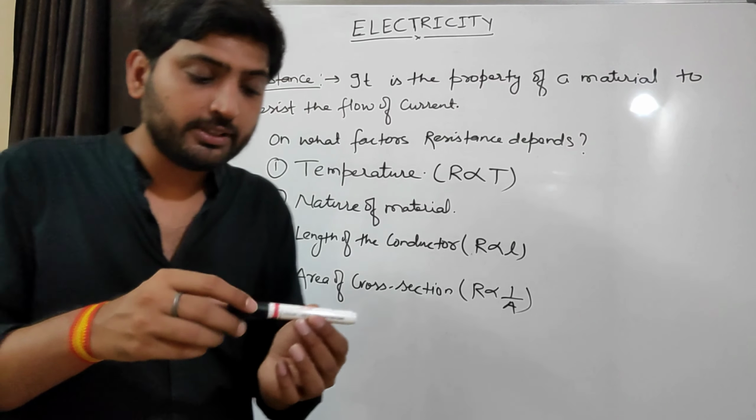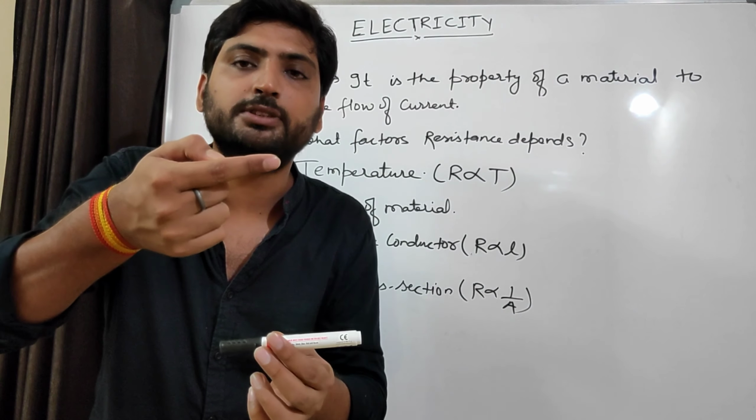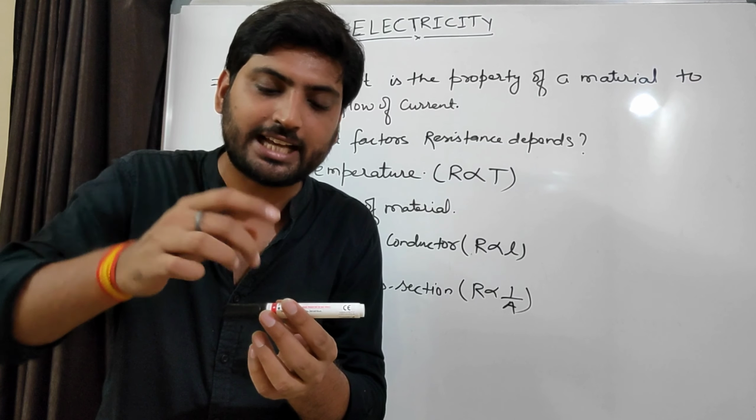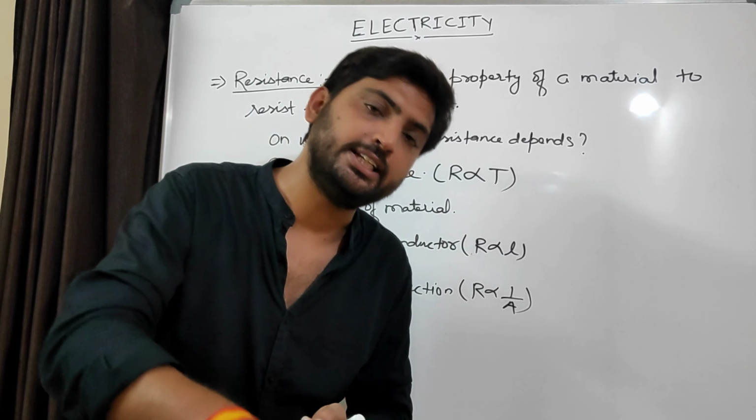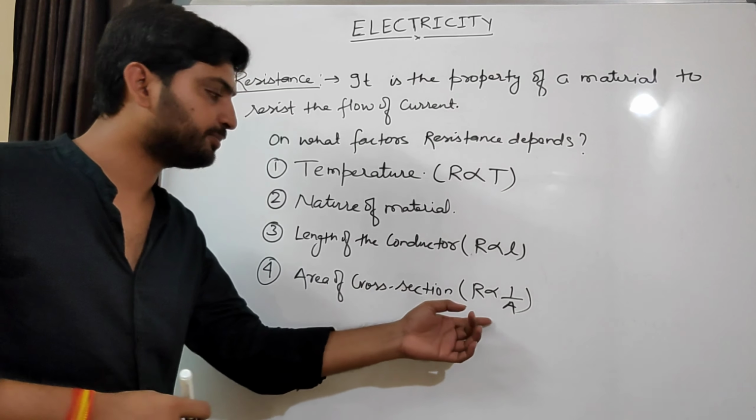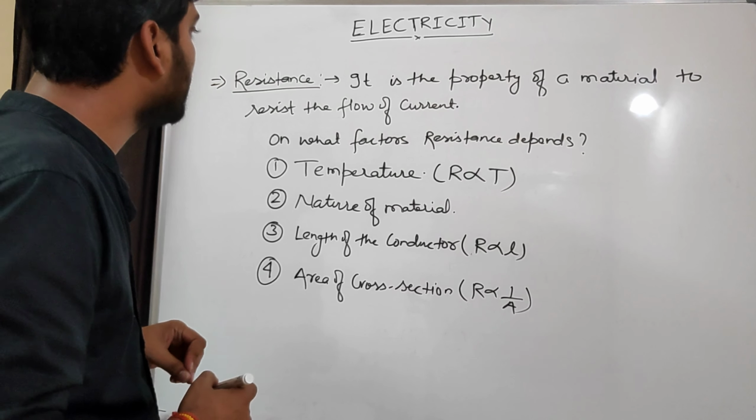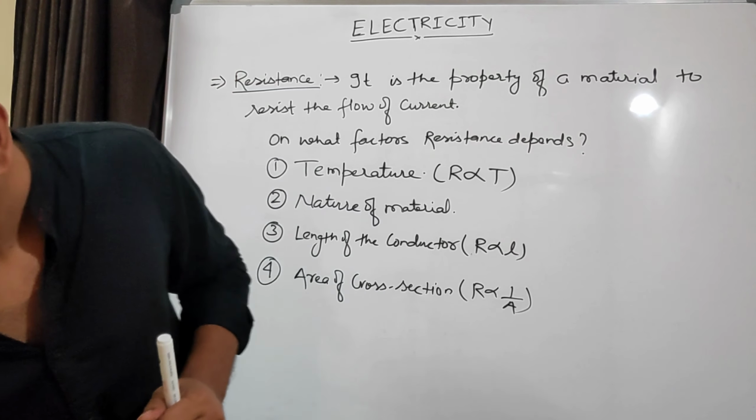That's why if the wire is of this size, the resistance will be less. If the wire is of this size, resistance will be more, because the area of cross section is less as compared to this one. So if the area of cross section is more, resistance will be less. If the area of cross section is less, resistance will be more. It is just inversely proportional. Write it down or just take a screenshot.